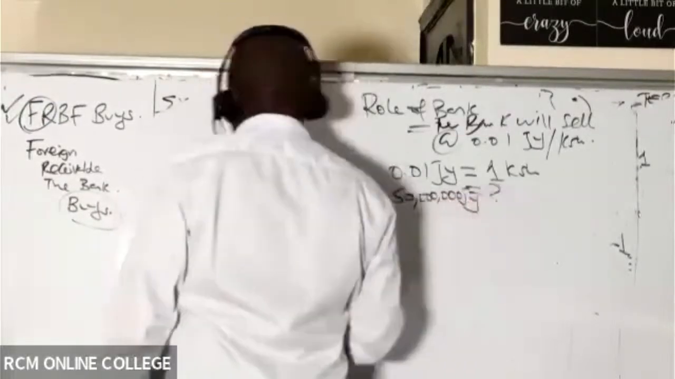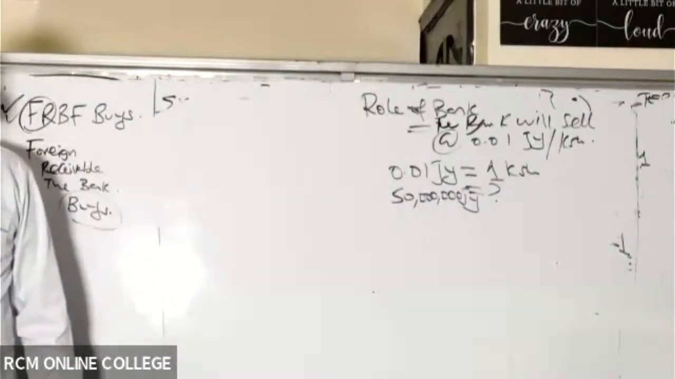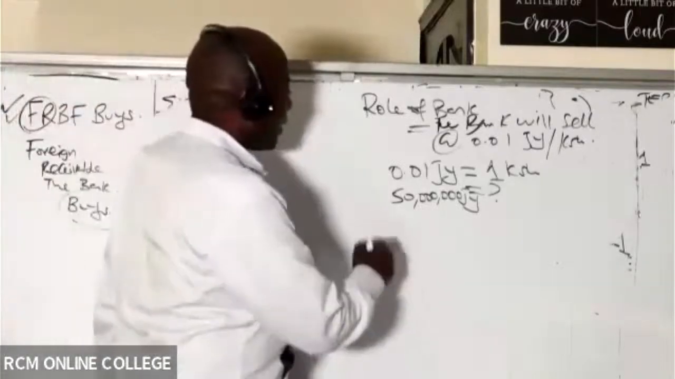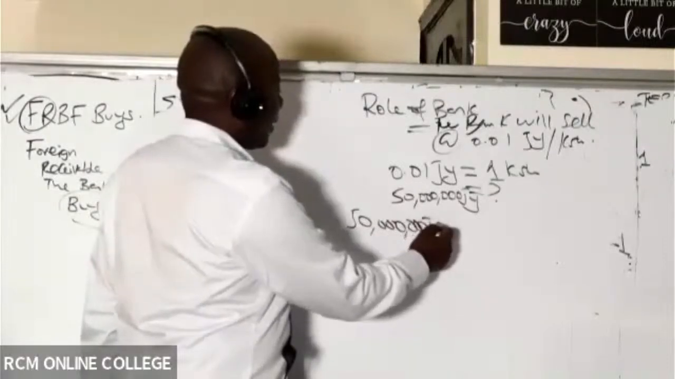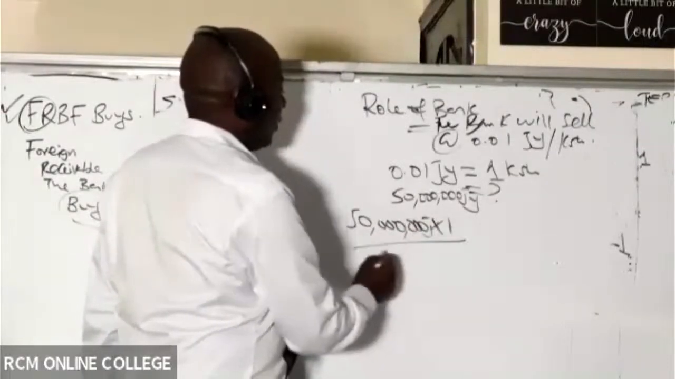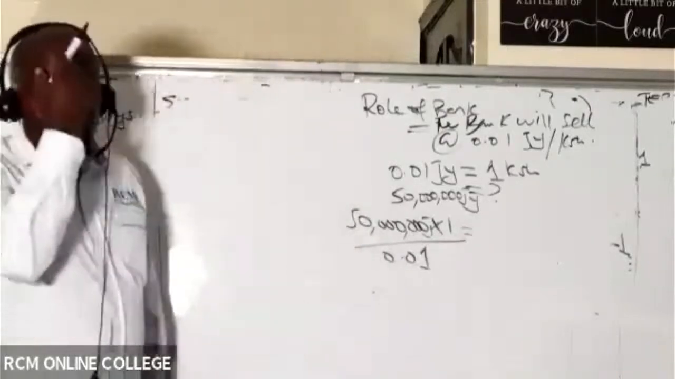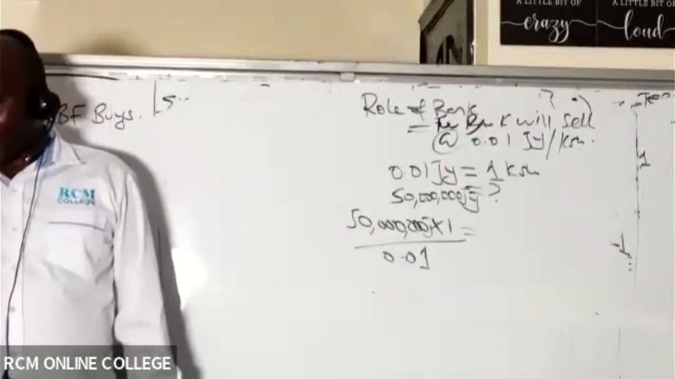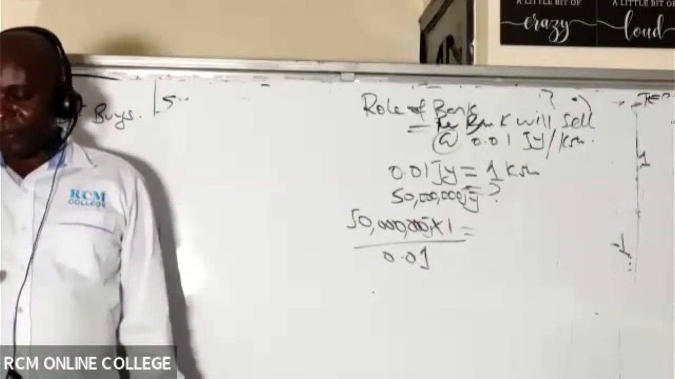Or did I see wrongly? Was it 50 million? That is a lot of money. We wrote it wrongly, but we shall overcome, so long as we have grasped the concept. So in this case here, we'll have 50 million times 1 divided by 0.01. Maybe we should have said an airplane, that would make sense, but a car makes sense too. At least we have got the concept, and that is what matters.